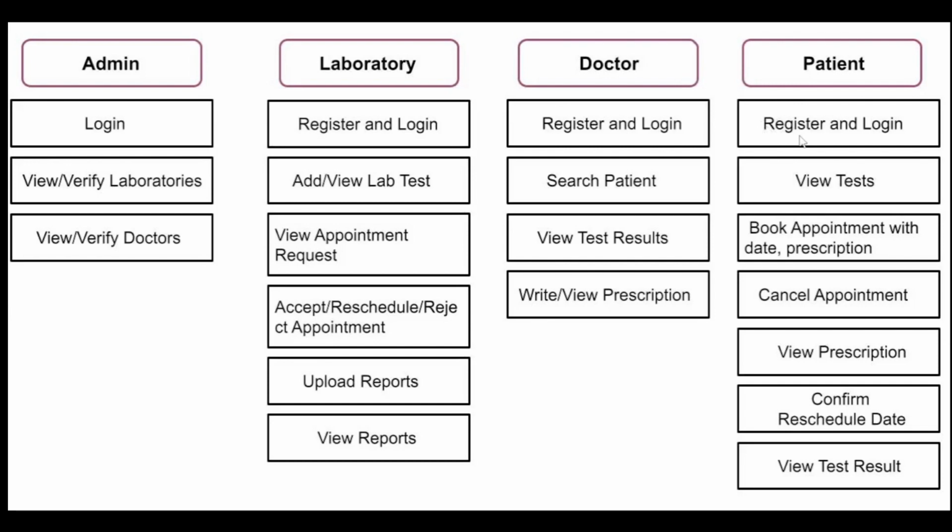Patients have to register by giving their name, email address, phone number and some other details. After registration, they can easily log in with the email and password which they gave during registration. After logging into their accounts, patients can view the tests available on this website, the tests that laboratories have added. Patients can view the tests and book an appointment by giving the date they want, and they have to mention whether they have a prescription with them or not. They will mention it and book the appointment.